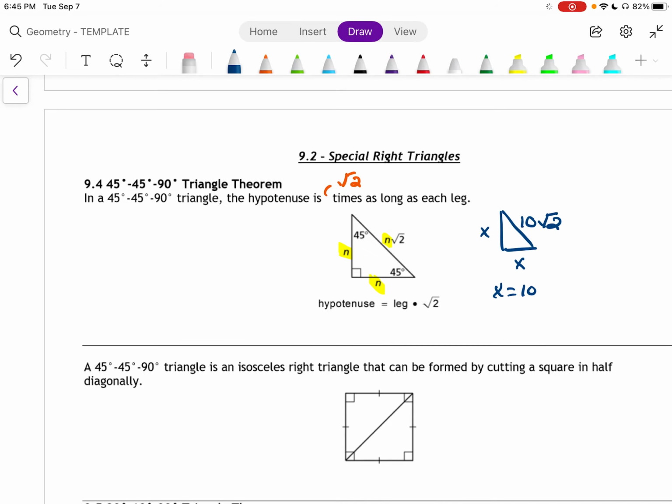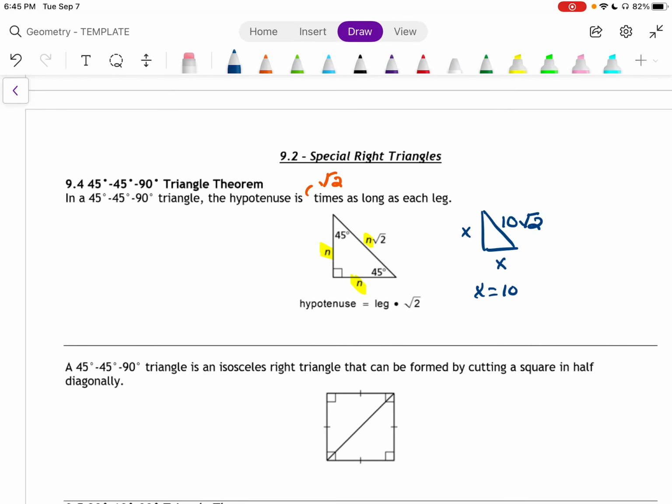Something to go along with this is that it's going to be important that we write things in simplest radical form. We have to leave the root. We can't put it as a decimal. We have to leave the root.